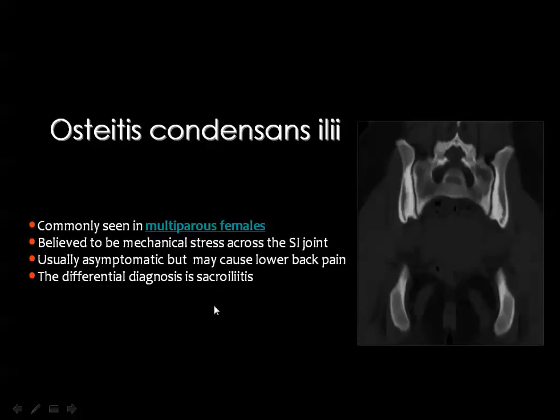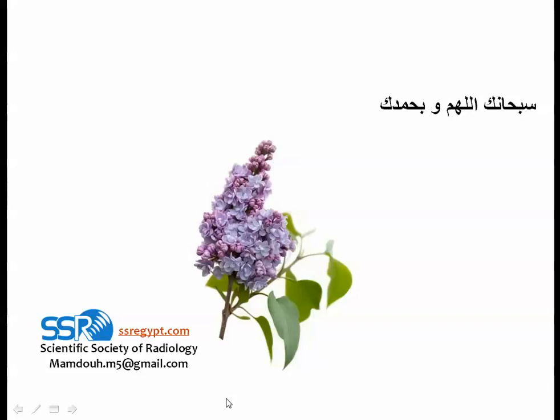And of course, the differential diagnosis is the other causes of sacroiliitis. But you know that in sacroiliitis, there should be affection of the joint space by narrowing and erosion, affection of both sides of the joint space, including the sacral aspect as well as the iliac aspect of the joint.